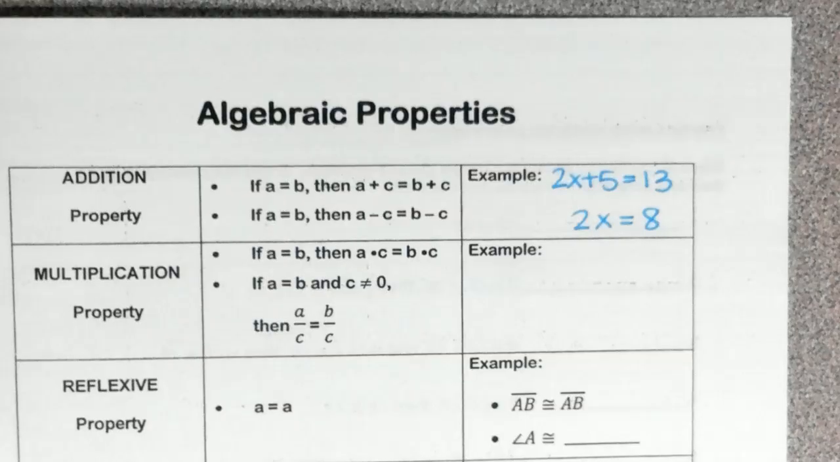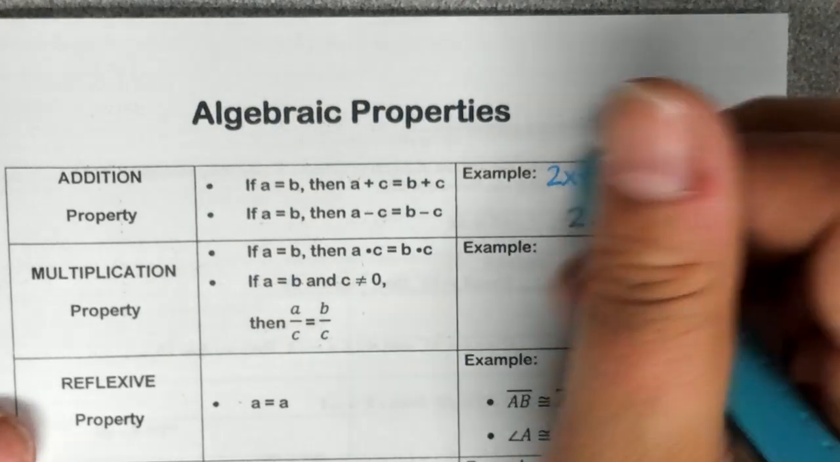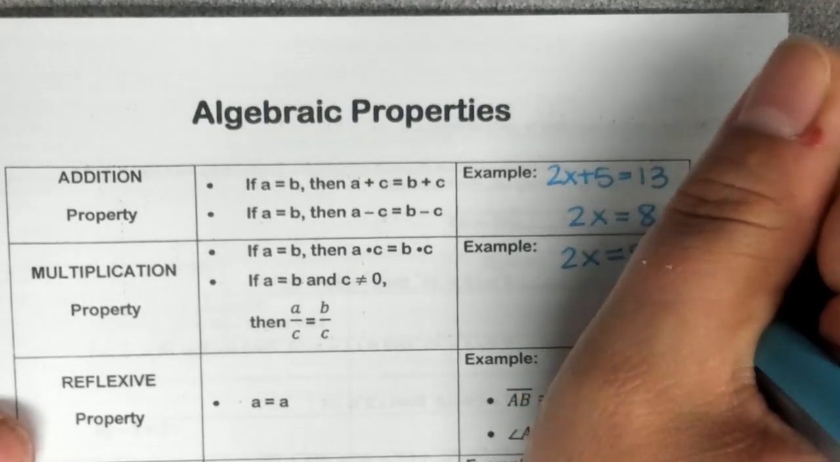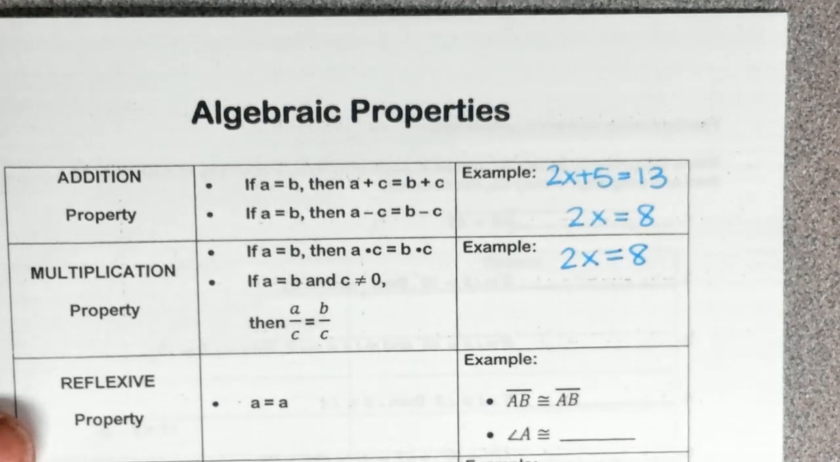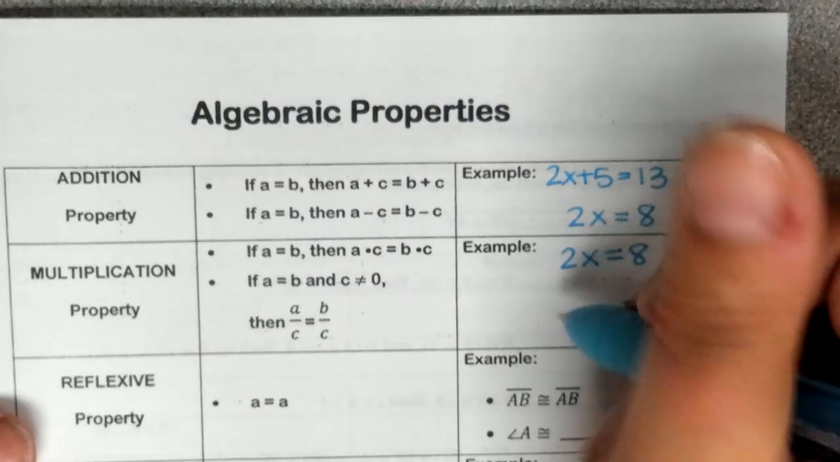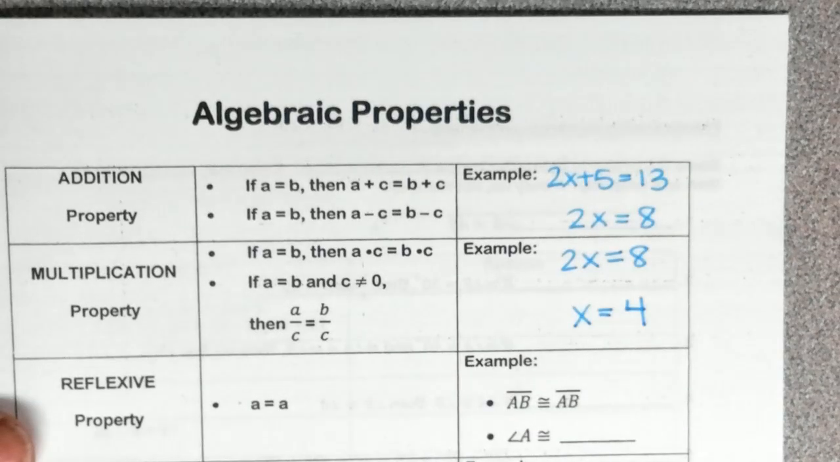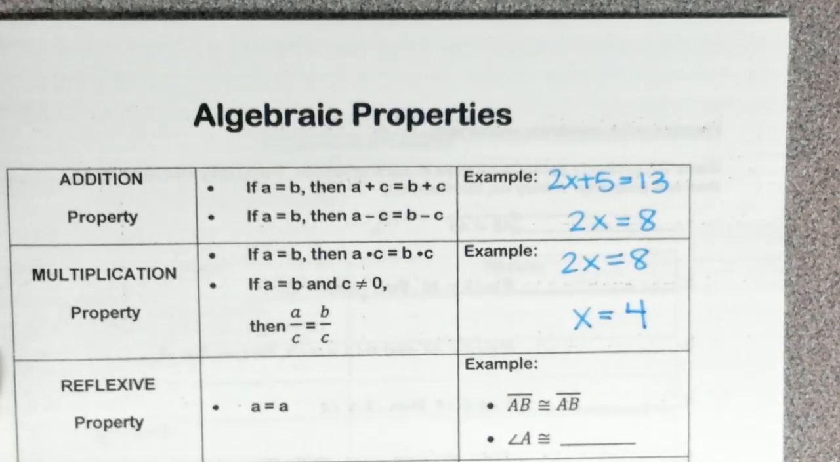Number 2, the multiplication property is if A equals B, then A times C equals B times C, or A divided by C equals B divided by C, where C cannot equal 0. So, let's go back to our problem we just had. 2x equals 8. How would I get x by itself? Divide by 2. So what am I left with? Write that down, please. X equals 4.